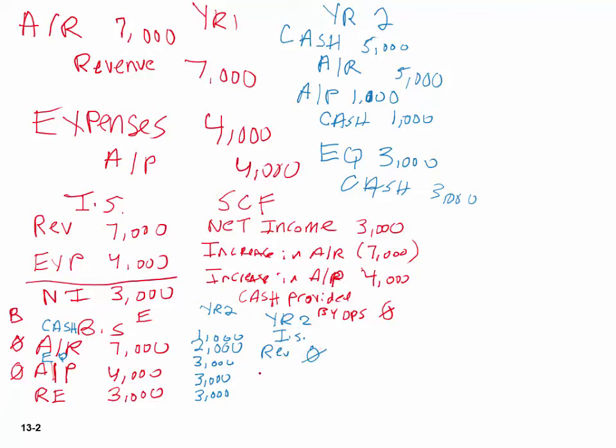Okay, so revenue is what? Zero. Expenses are? Zero. Nothing happened in my expense account, right? Nothing happened in the expense account. Why would it not be zero? Equipment is not an expense. Equipment is an asset that I put on my balance sheet. Expenses are reported on the income statement, right?